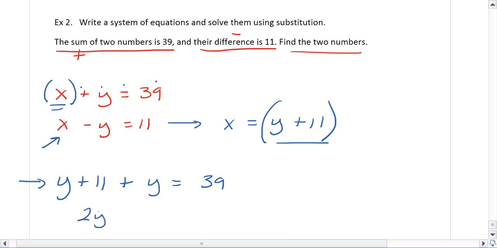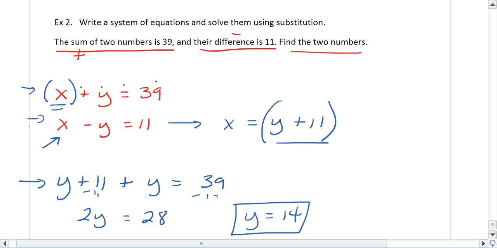So combine your like terms, subtract an 11 from both sides, and then divide both sides by 2. So we get y is 14. And then you have just one answer. You take that y, go back to either one of these original equations and plug it in to find the x that we need. So I'm just going to use the first one, x plus 14 equals 39. And I subtract a 14 on both sides, I get x equals 25.